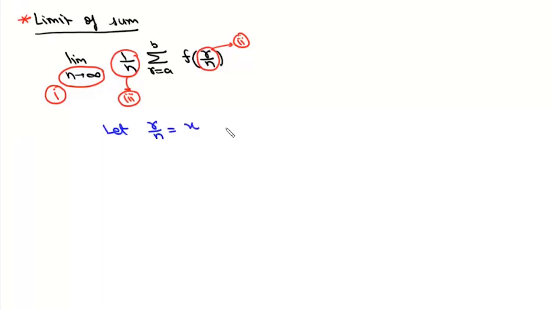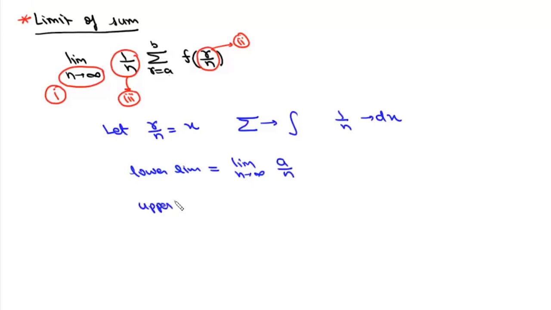Now in limit of sum, what we do is we let r by n as x. In that case, this summation will change into an integral. This 1 upon n will change into dx, and these limits will change. The lower limit will be this limit n tends to infinity of a by n, since x is r by n and the lower limit of r is a. And its upper limit will be this limit n tends to infinity of b by n, and say these are L1 and L2.